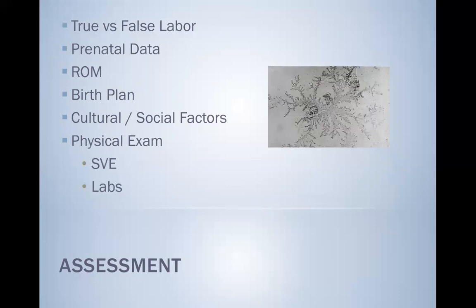And we want to know how many babies she's had. We want to know how many weeks she is. So that's all going to be found in the prenatal information. We're going to assess for rupture of membranes. And the picture that's here is what we look for.